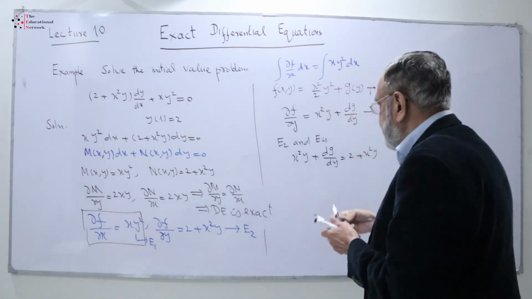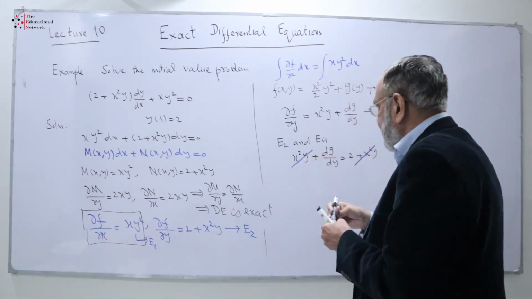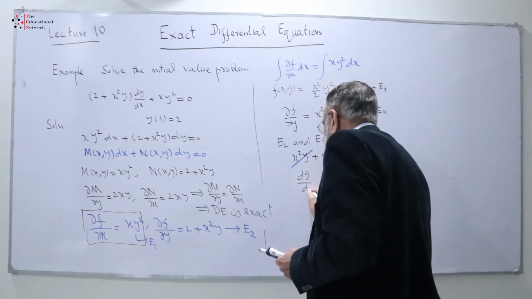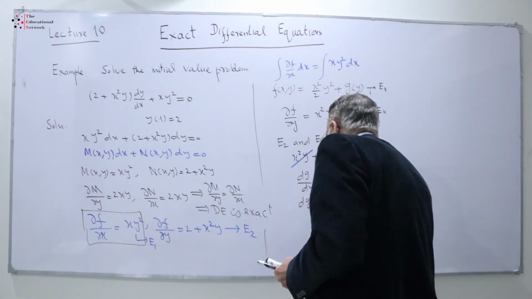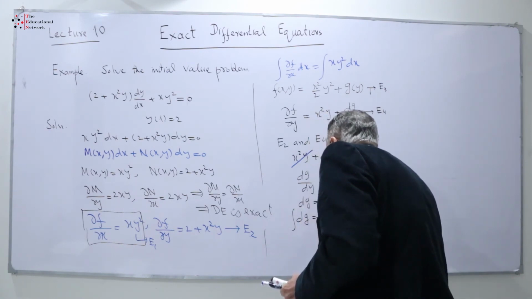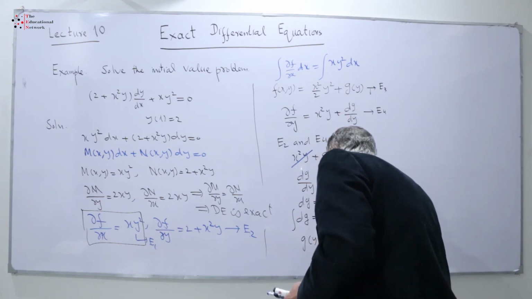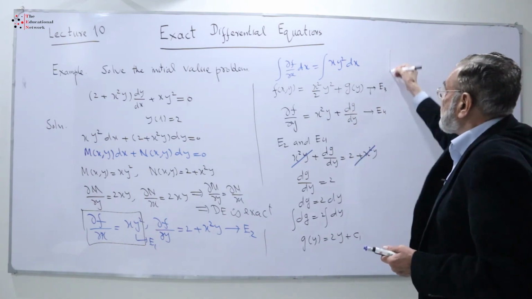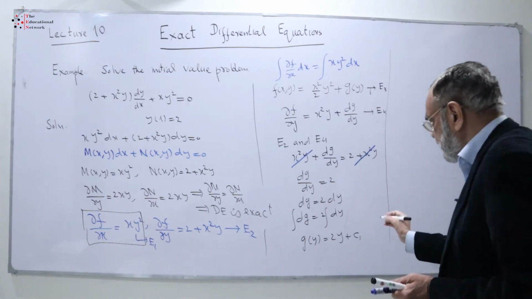Now you can see very clearly that my x square y is cancelled with x square y, and I'm left with the equation dg by dy is equal to 2. I can write dg is equal to 2 dy. I integrate this one, and I get g is equal to the integral of 2 dy. I solve it, and I get g(y) is equal to 2y plus c1. I'm writing the constant here. Last time I had not written it, just to give you an alternative.